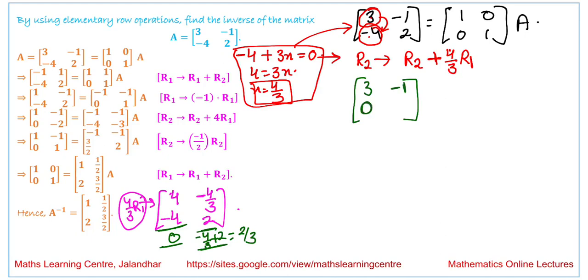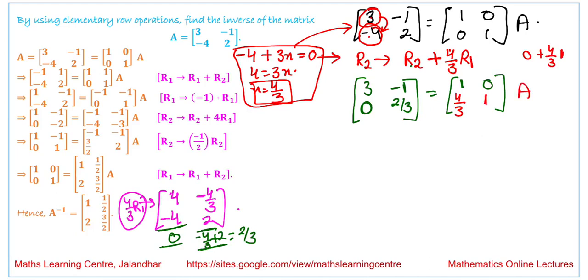So this matrix changes to the form 3, minus 1, this element changes to 0 and this element changes to 2 by 3. The first row will remain the same. The second row, we are saying it is 0 over here because it is row 2 plus 4 by 3 times row 1. So it is not 0 over here; we are talking about this element. Row 2 is 0 plus 4 by 3 times row 1, which means 1.